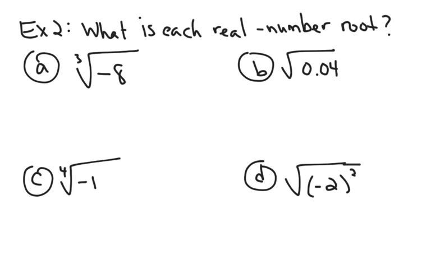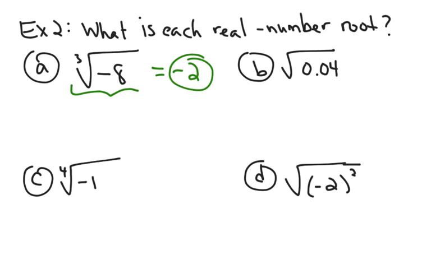Now remember that when the root index is odd, like in part A, you can take the radical of a negative. So the number that when you multiply it 3 times gives you -8 is -2, or the graphing calculator or regular calculator will give you the answer.